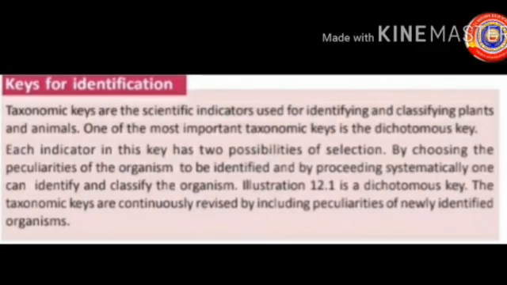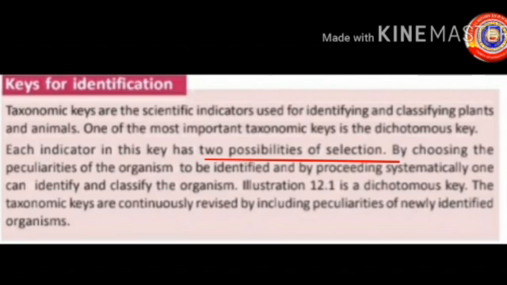Next is keys for identification. First is taxonomic keys. These are scientific indicators used for identifying and classifying plants and animals. One of the most important taxonomic keys is the dichotomous key. Di means two, so this key has two possibilities of selection.